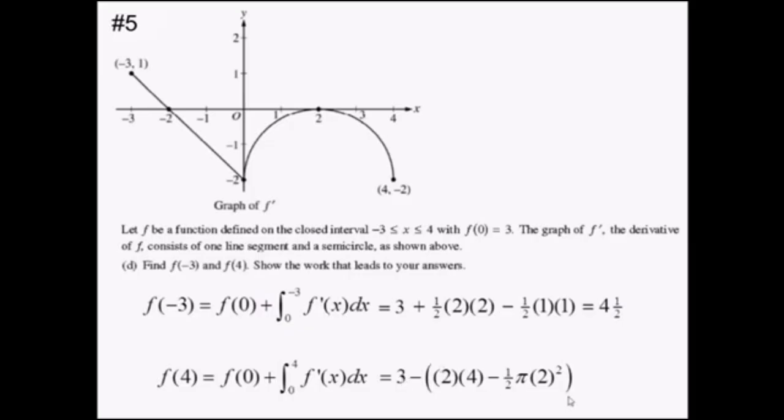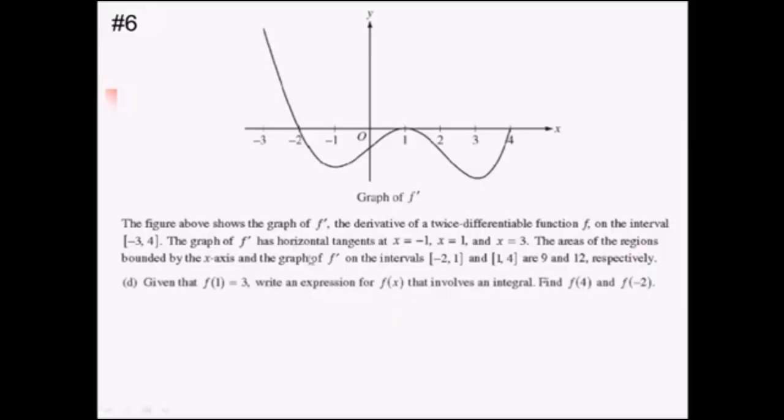Again, you don't need to simplify this, but if we really wanted to, we've got 3 minus 8, so that's going to be a -5. And then we've got minus minus, so plus 2 pi. So then altogether, 2 pi minus 5.